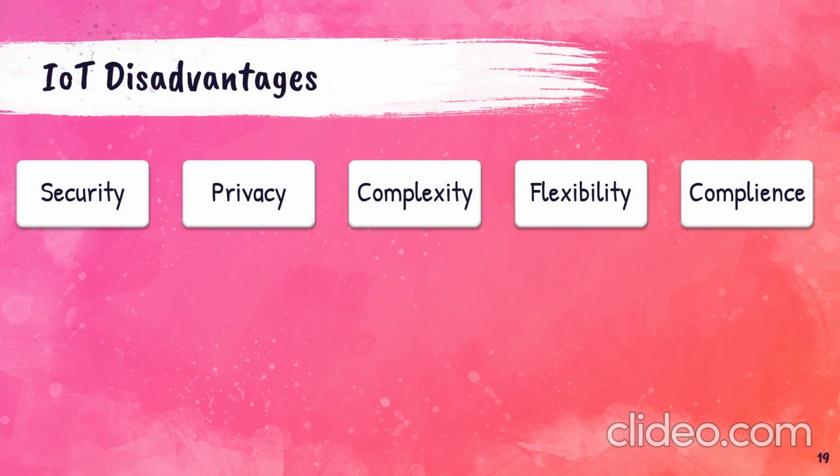What are all the disadvantages of IoT? IoT's disadvantages are listed as the first one, security, second one, privacy, third one, complexity, fourth one, flexibility, and the next one, compliance. What are the disadvantages of IoT in security?